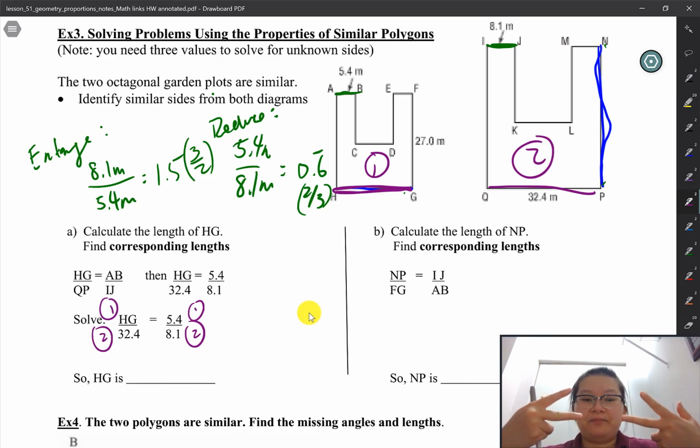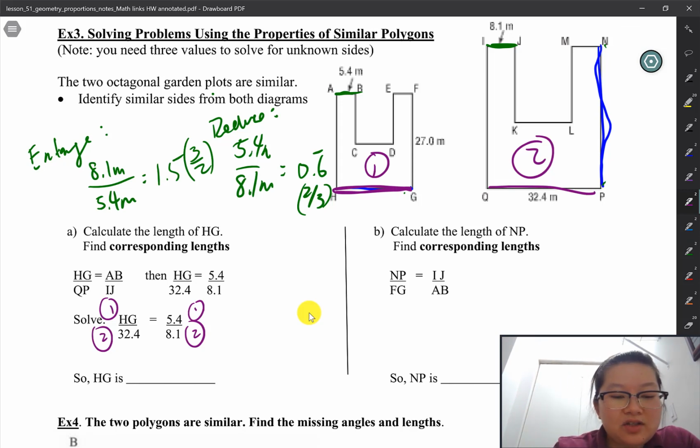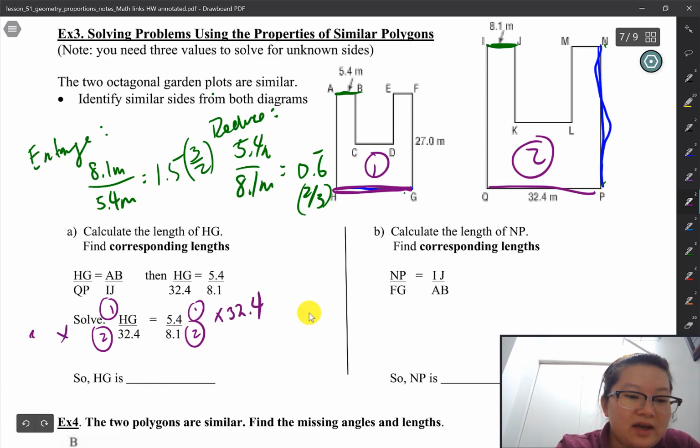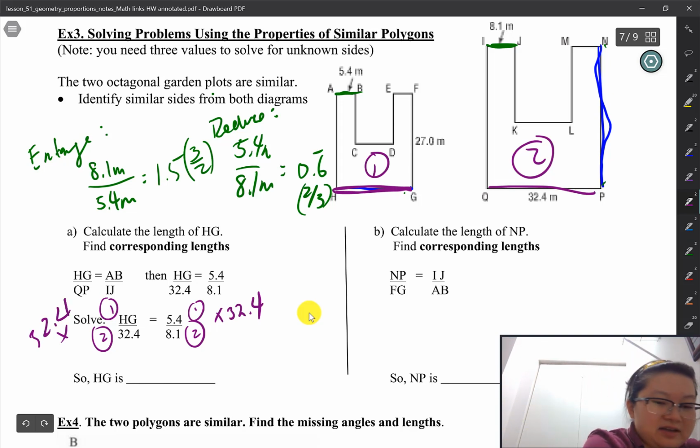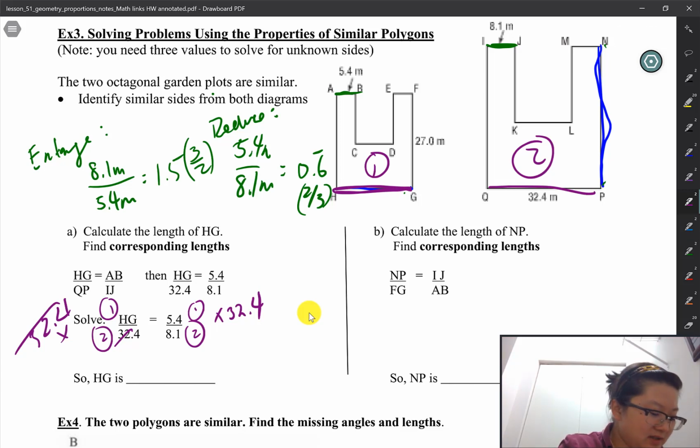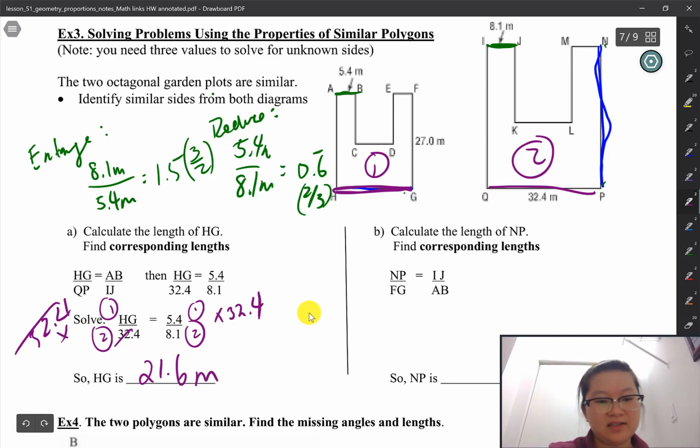So the ratio remains the same. Then all we have to do now is solve for HJ. That just requires us to multiply both sides of the equation by 32.4. And if I do that, the 32.4 here cancels out. I get 5.4 over 8.1 times 32.4, and that's going to be 21.6. And this is going to be in meters, because everything else is in meters.